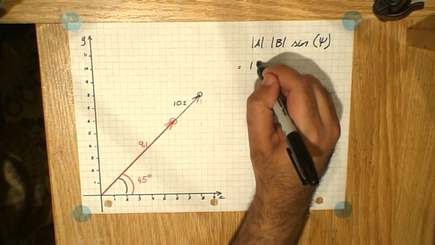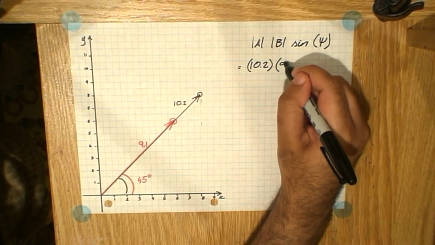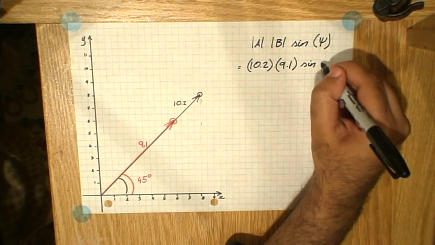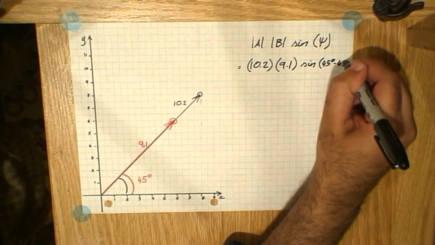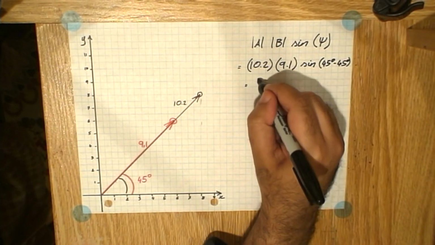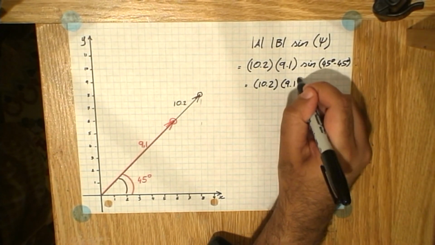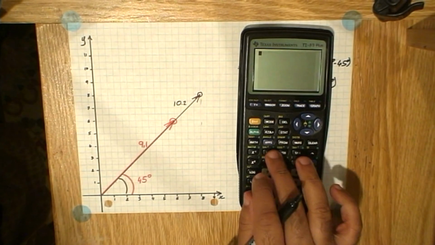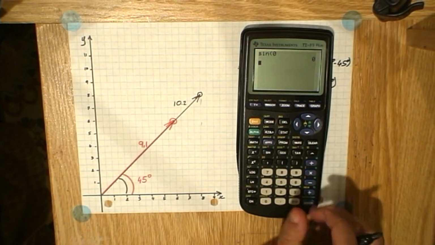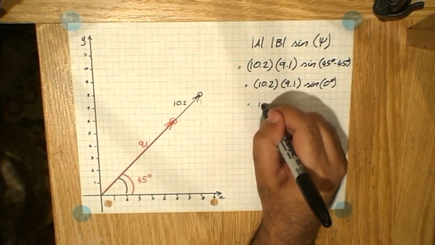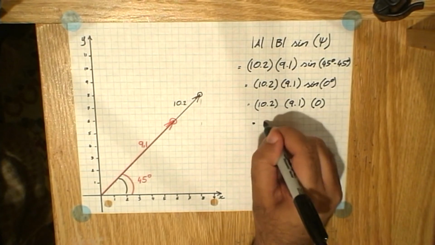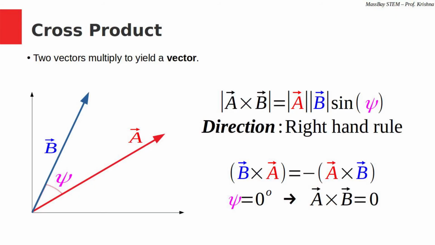So, easy enough. A is 10.2, B is 9.1, times the sine of the angle between them. But they're both at 45 degrees. So that's going to work out to the sine of 45 degrees minus the sine of 45 degrees, which is 10.2 times 9.1 times the sine of 0 degrees. Whip out your calculator and solve for that. The sine of 0 degrees is 0. So that means that this product will turn into 10.2 times 9.1 times 0, which is, of course, 0. When the two vectors point in the same direction, the cross product is 0.